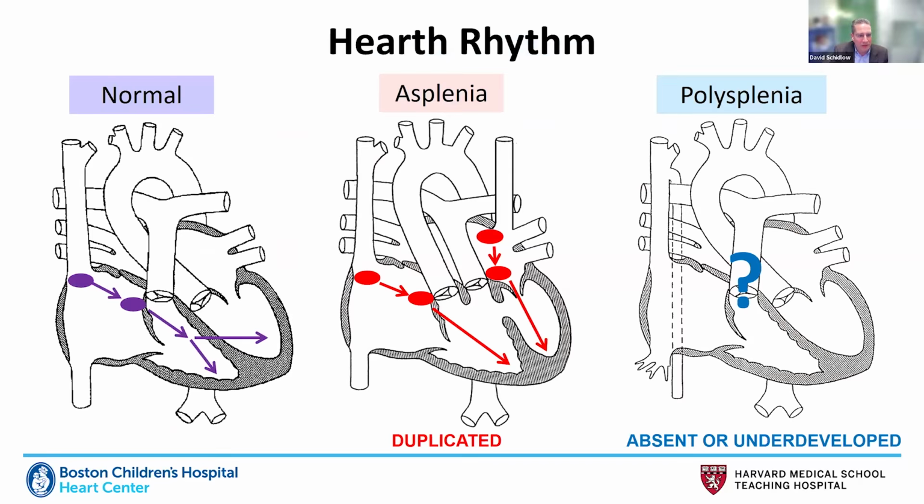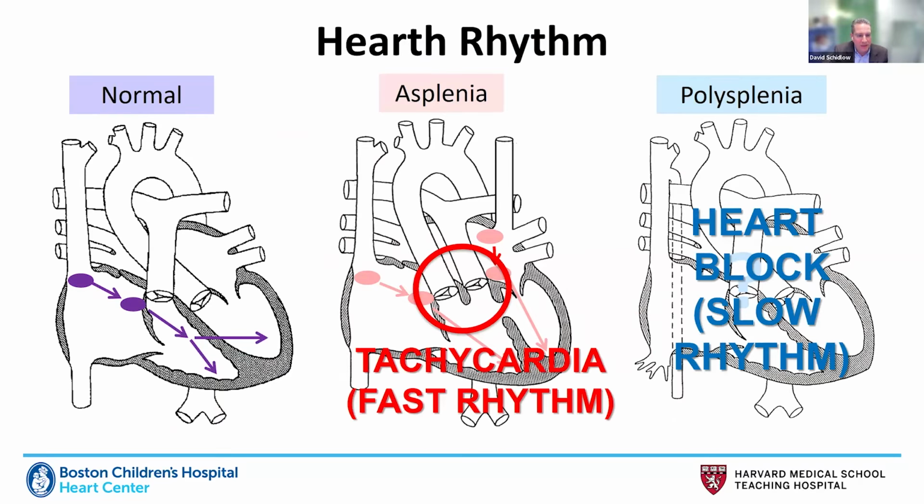I also mentioned the heart rhythm. So normally the heart rhythm starts at the top of the heart and through electrical wiring goes through the top chambers, makes a pit stop in the middle, and then very rapidly goes to the rest of the heart. In asplenia, or right isomerism, there can be this duplication of the heart rhythm system. And in polysplenia, it can actually be absent or underdeveloped.